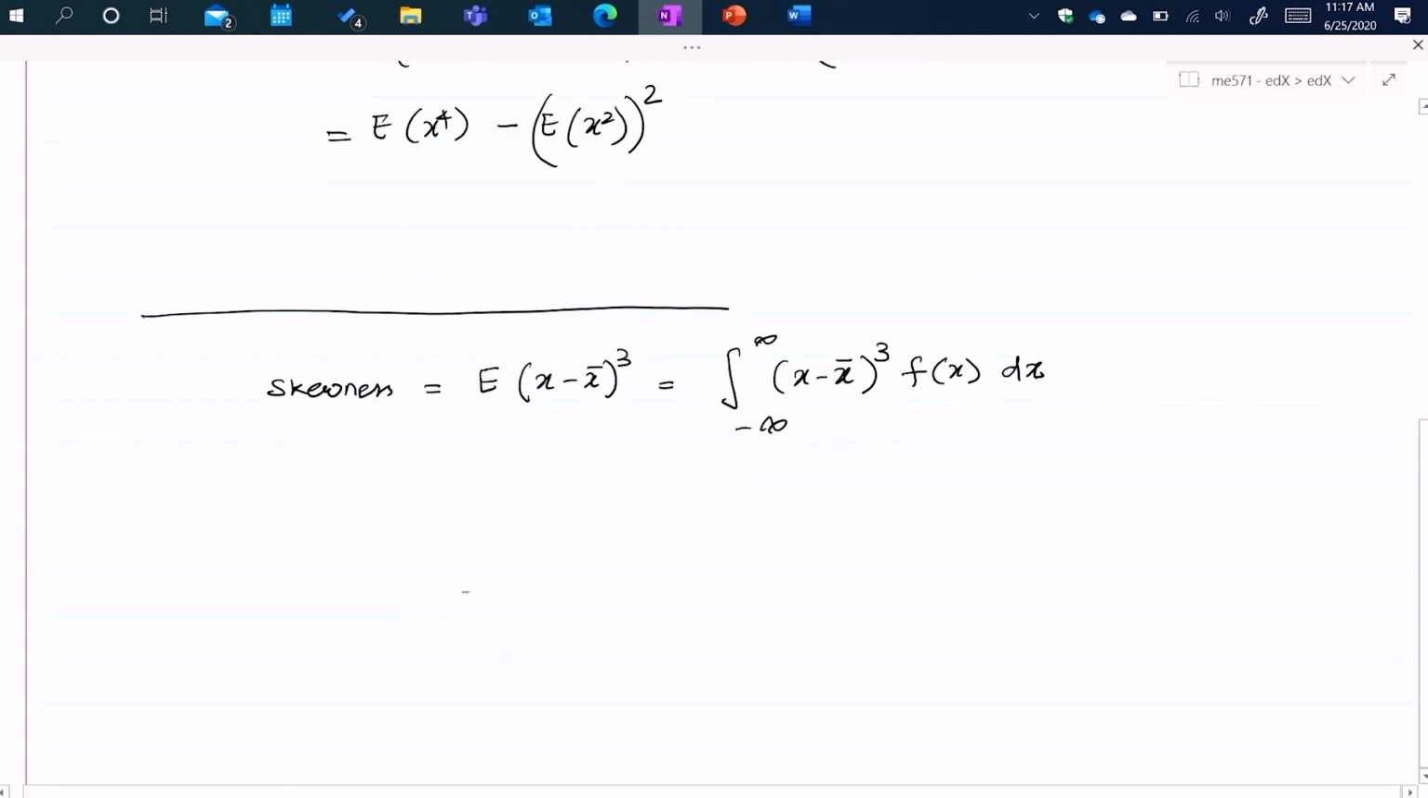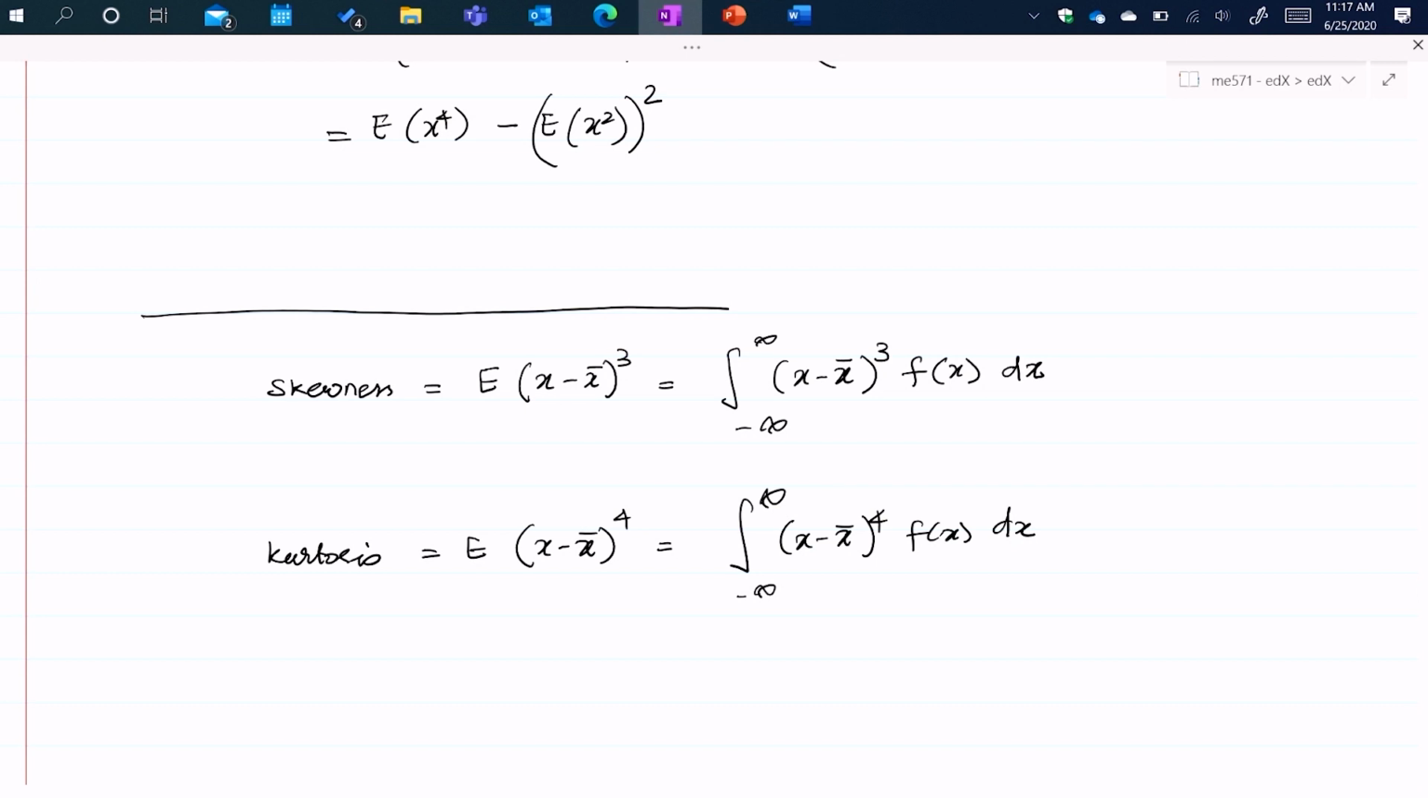and kurtosis is defined as expected value of (x minus x bar) to the power 4. It's the integral going from minus infinity to plus infinity of (x minus x bar) to the power 4 f of x dx. These are statistical concepts, but in engineering practice, we won't use these simply because these are very hard to estimate.